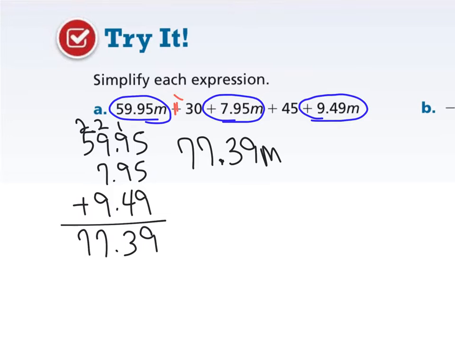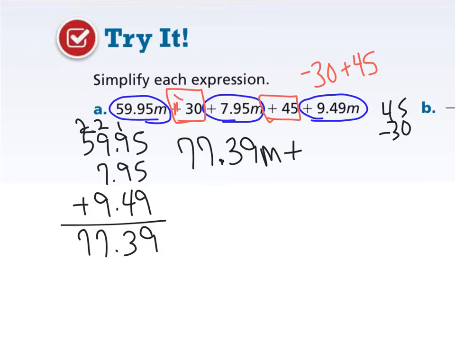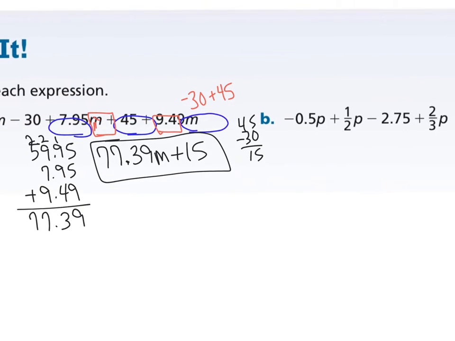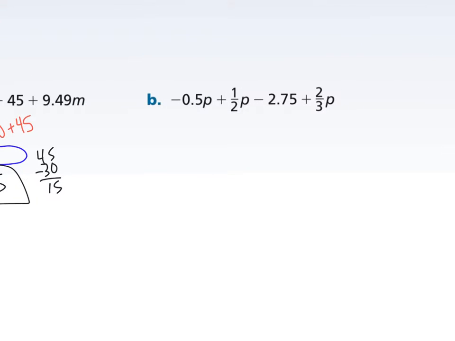And then we can also combine our constants. So we've got negative 30 plus 45, and again, if it helps you to rewrite it where they're next to each other, that's fine. These are battling it out. We have more positives, so that would be a plus 15. So that would be our simplified expression for part A. Look at part B.